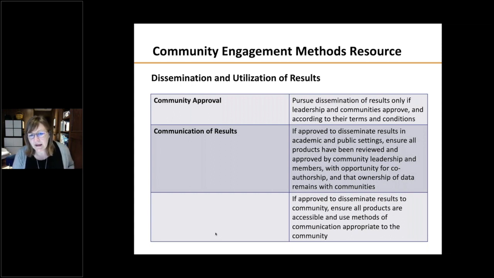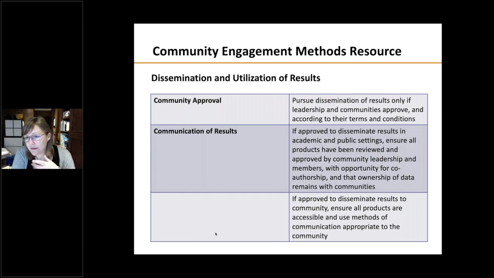You're not to go ahead, having worked in a good way all the way through, and then realize, oh, there's an abstract deadline due tomorrow. I'm going to throw something together, put it in, and get approval from the community after the fact. It's only to go ahead if you have expressed prior approval and on the terms and conditions of the community.